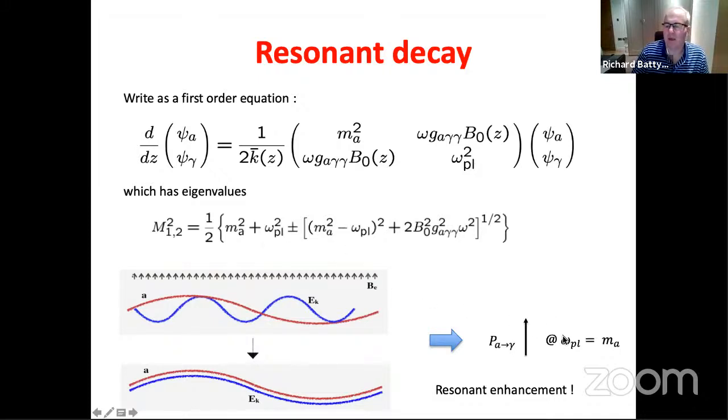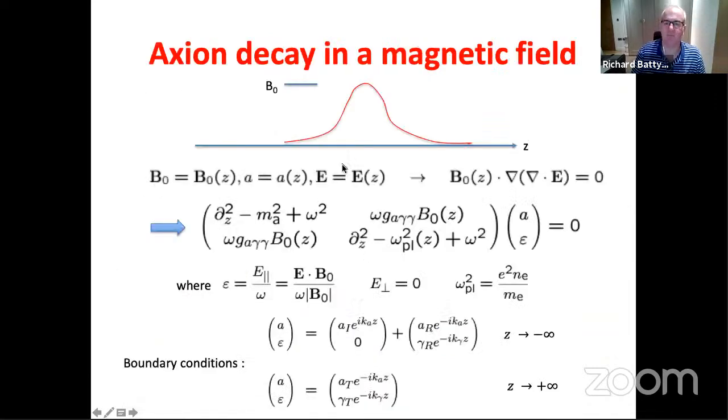And at the point where the plasma density is such that the axion mass and the plasma mass, or the plasma frequency, there should be a squared there on that equation, are the same, then you get this resonant enhancement, and you can work out the probability of an axion turning into a photon as it goes through this region here.